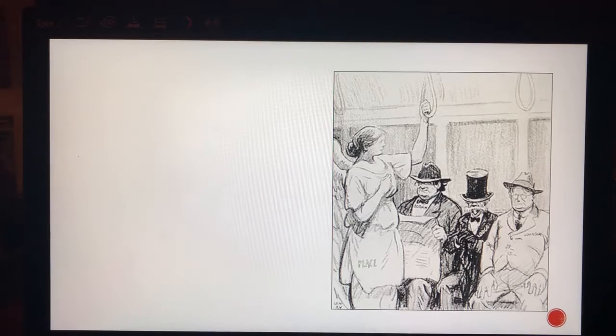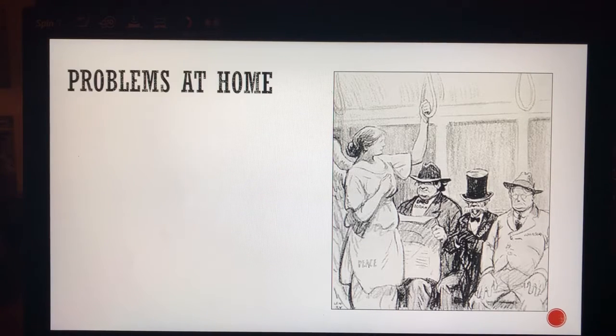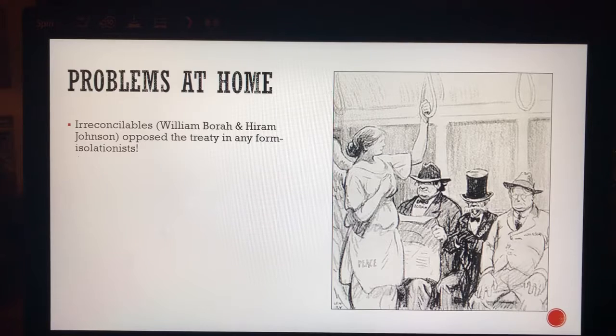So Woodrow Wilson has signed this treaty, but he's going to have problems at home. First off, there's a group of people who have risen up against him called the Irreconcilables, which is Borah right here and Johnson. These Irreconcilables, I always think it starts with an I. They want isolationism. So I look at this political cartoon. I see these two Irreconcilables there, and I see Henry Cabot Lodge. We know Henry Cabot Lodge has been left out of peace negotiations.